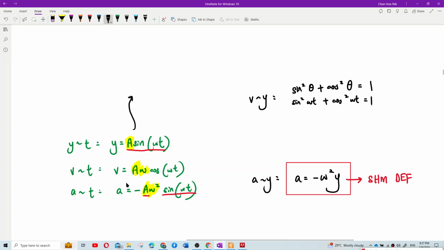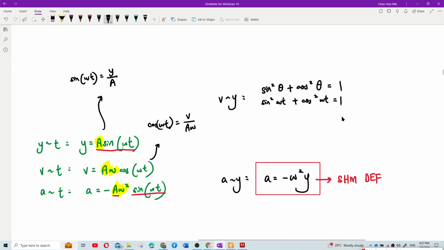Okay. So this formula become what? So sine omega t, what do you get? Sine omega t is equal to y over a. Okay, and then this formula, what do you get, class? This formula, cos omega t. What do you get? Cos omega t is equal to v over a omega. Right, class? I just let a omega go below, so I got this, and then I substitute here. I substitute there. So what do I get?